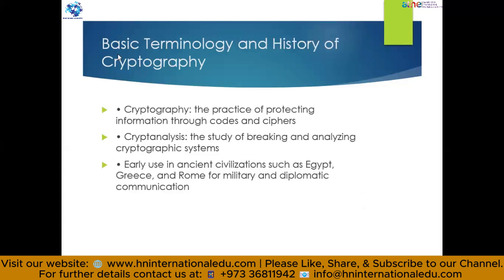Basic terminology and history of cryptography. Cryptography means the practice of protecting information through different codes and through different ciphers. We have already seen what ciphers mean. We can use the substitution method, where we replace our letters with some other letters, and then we convert our message into an encrypted form.